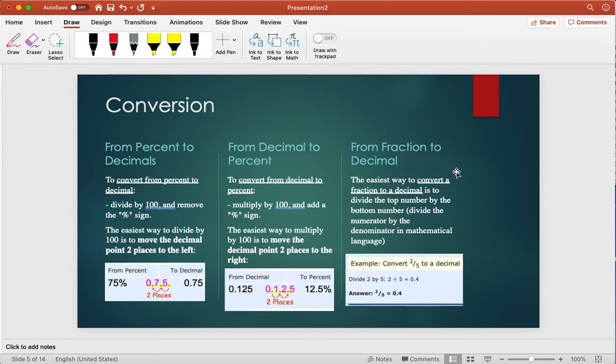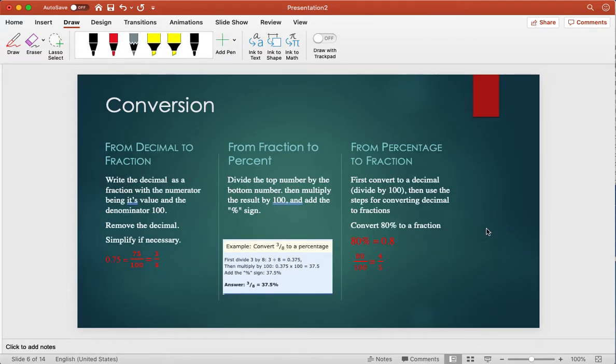From a fraction to a decimal, the easiest way is to divide the top number by the bottom number. Divide the numerator by the denominator. So if you have 2 out of 5 as a fraction, you're going to divide that 2, the numerator, by the 5. That's going to give you 0.4. All right? These are just our conversion rules.